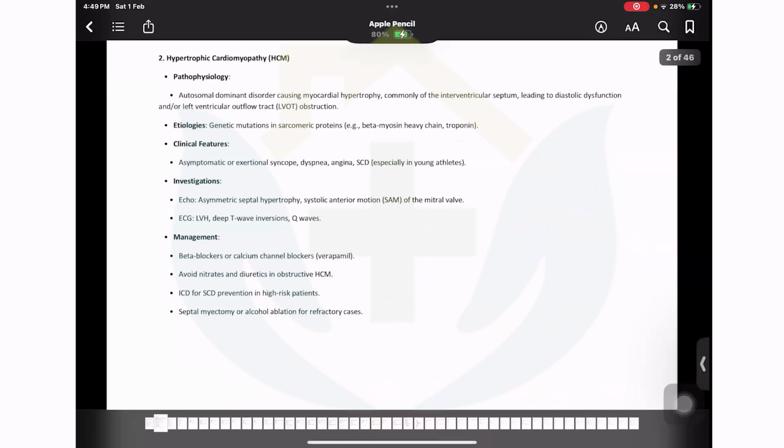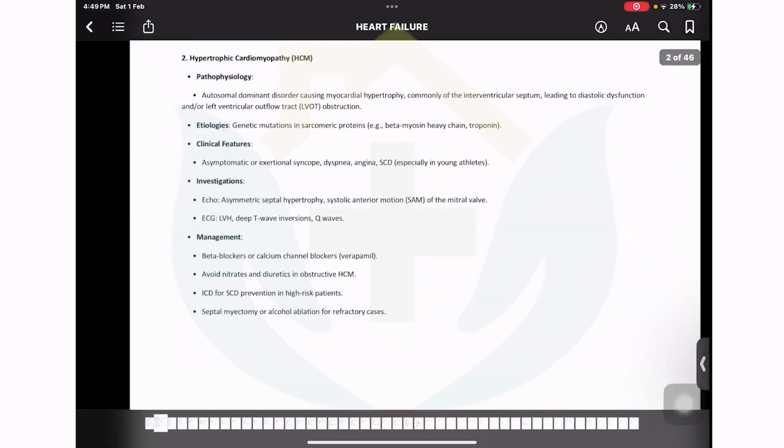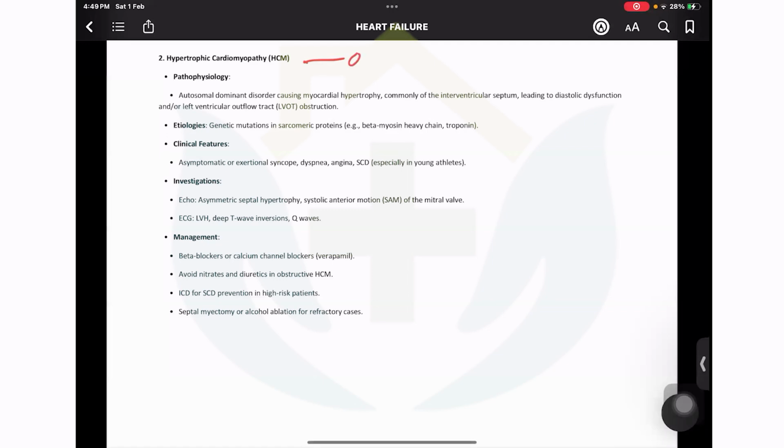Then comes another type of cardiomyopathy, hypertrophic cardiomyopathy, HCM. Now, HCM can be of two types. One is obstructive, the other is non-obstructive. So not all hypertrophic cardiomyopathies are obstructive in nature. It is a congenital disorder. It is autosomal dominant, causing myocardial hypertrophy, commonly of the interventricular septum.